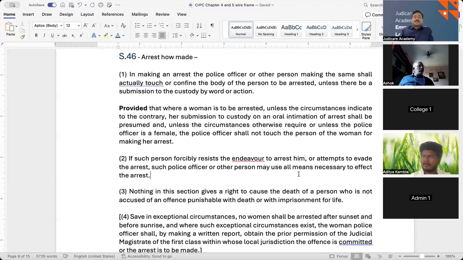Number 3 says nothing in this section gives a right to cause the death of the person. Now, it has to be reasonable. So by any means, it does not say you put a rope around the neck of the person and tie him or her on the road, dragging him on the road, and the person dies in consequence. Or you get into such a fight or you injure him with a gun or a knife or some rod or some tool, which causes the death of the person who is not accused of an offense punishable with death or with imprisonment for life. So nothing in this section gives a right to cause the death of a person who is not accused of an offense punishable with death or with imprisonment for life.